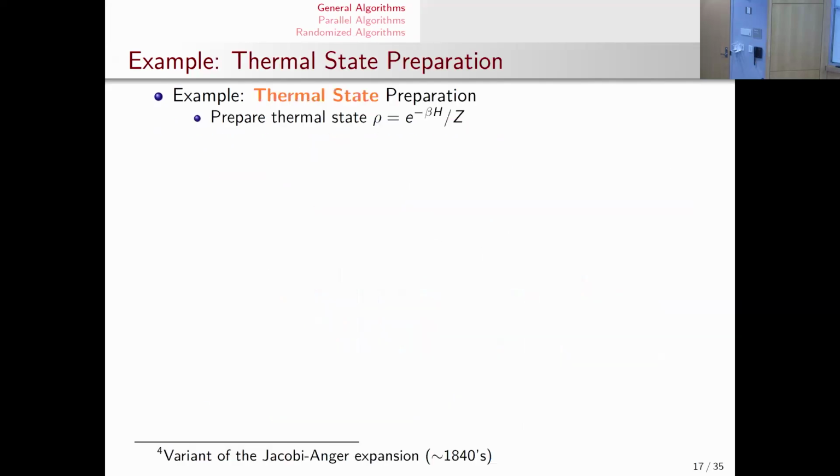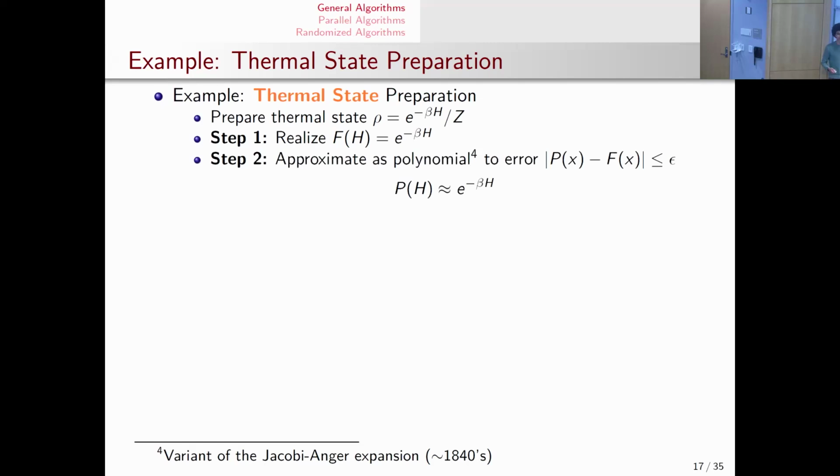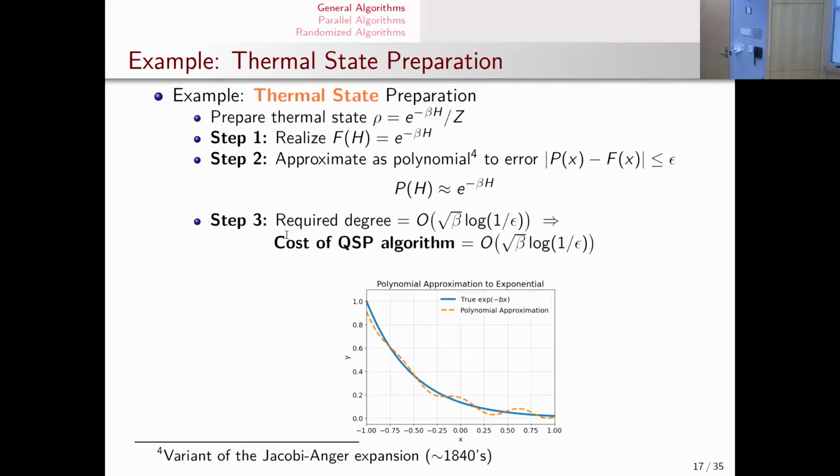Okay. As another example, we can consider thermal state preparation, in which case we want to prepare the thermal state e to the minus beta H divided by the partition function. And if we follow the prescription that we had before, we can recast this as realizing a function that is e to the minus beta H, that is, the decaying exponential acting on the Hamiltonian. Then we can approximate this as a polynomial to some total error epsilon. As it turns out, we can use the same sort of expansion as in the previous slide, the Jacobi-Anger expansion for the exponential function. It dates back to the 1840s. And what we find is that the degree required to approximate e to the minus beta H scales as square root of beta times log 1 over epsilon.